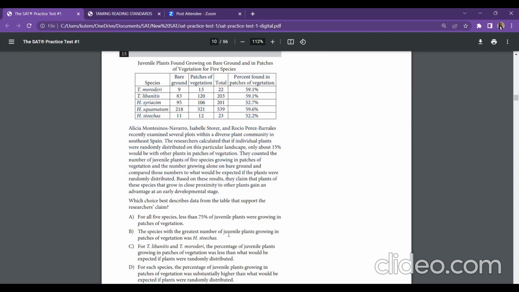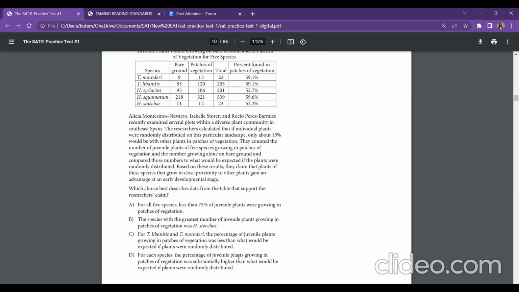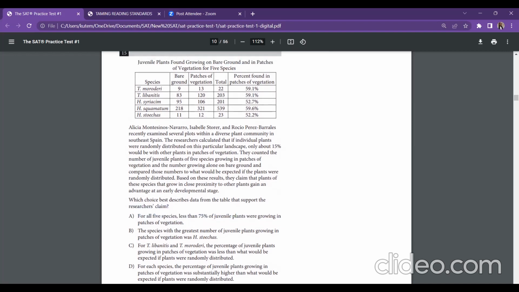You can't get the answer right if you don't know what the claim is, because A is accurate, right? There was less than 75% growing in patches, but that doesn't support the claim. It's kind of the opposite of the claim that's been given. So once you understand the claim, it makes it really easy to figure out what supports it.